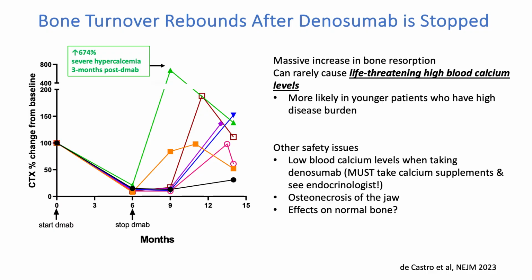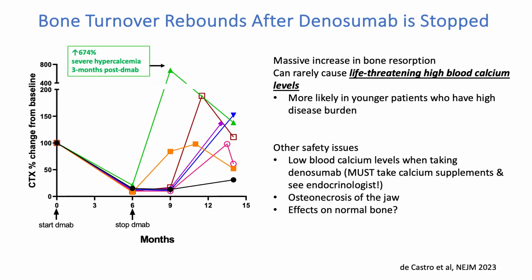And this is a side effect that you're much, much more likely to see in patients who are younger and patients who have a lot of FD, which, again, are the patients who we most want to find a treatment for because they have some of the highest treatment needs. Other safety issues. Denosumab can be associated with low blood calcium levels when you're taking the medication, and this, at least in patients outside of fibrous dysplasia, has been life-threatening and even fatal in a few cases. So it's critical that anyone who takes denosumab also takes calcium supplements and is being seen by an endocrinologist or a metabolic bone specialist. It isn't something you want to get just from your general practitioner.